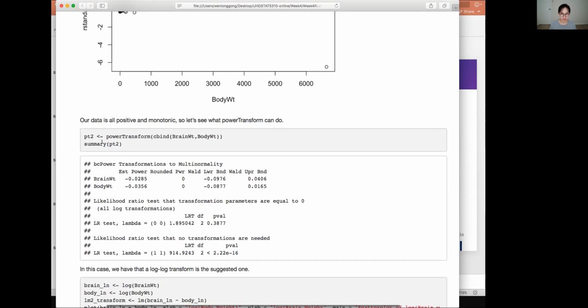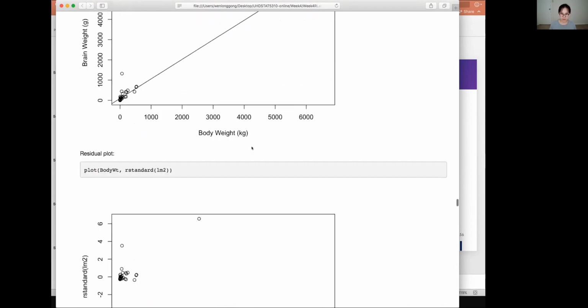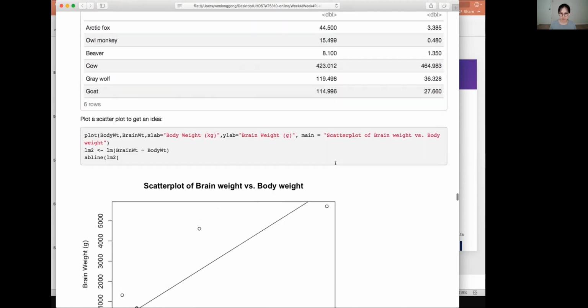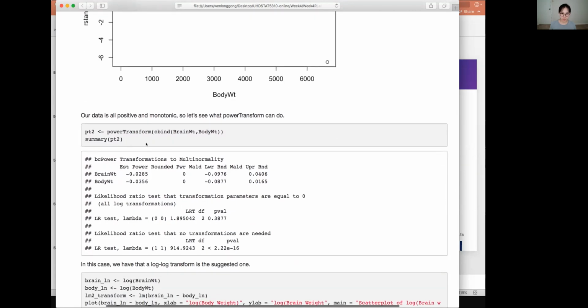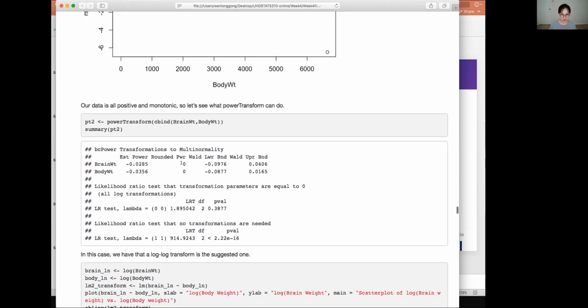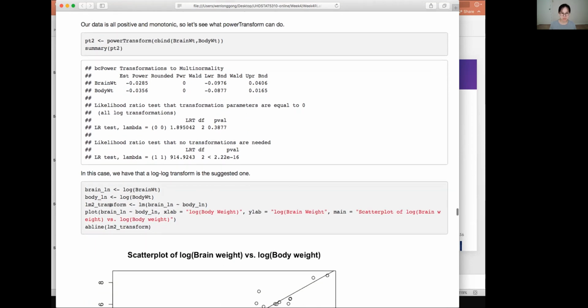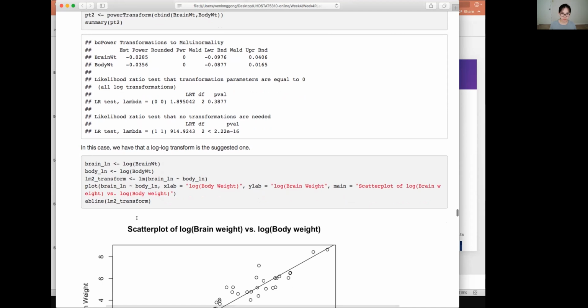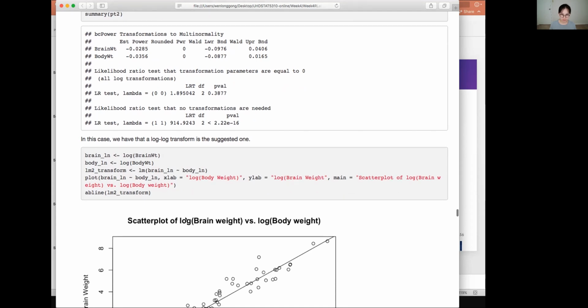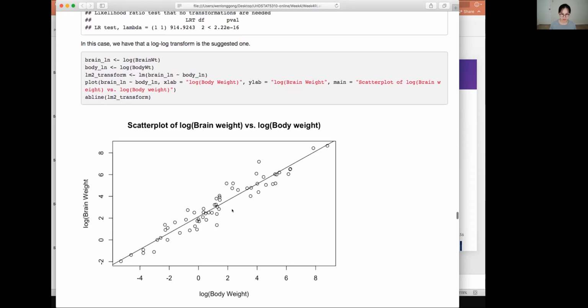In this case, both X and Y are positive, so we can do this power transform and find the optimal lambda. Both suggested lambda equal to 0, which corresponds to a log transform. So we just do the log transform on both. We rename them brain_ln and body_ln, meaning log. Then we do the regression on the transformed data, and this is what it looks like. Much better, right?